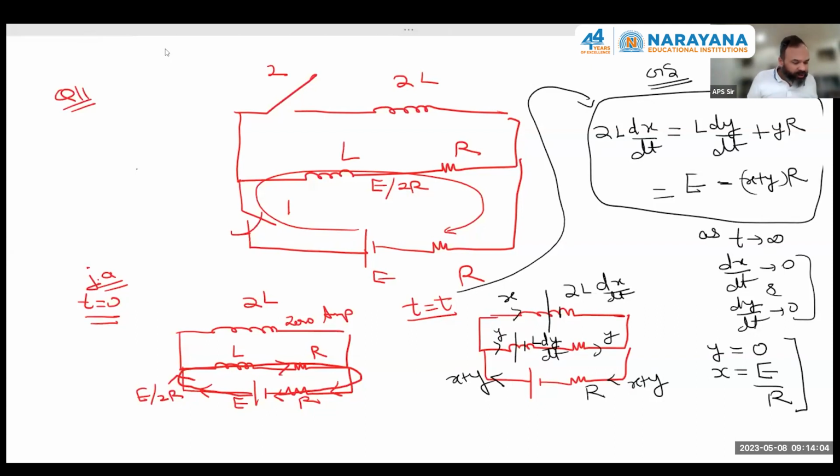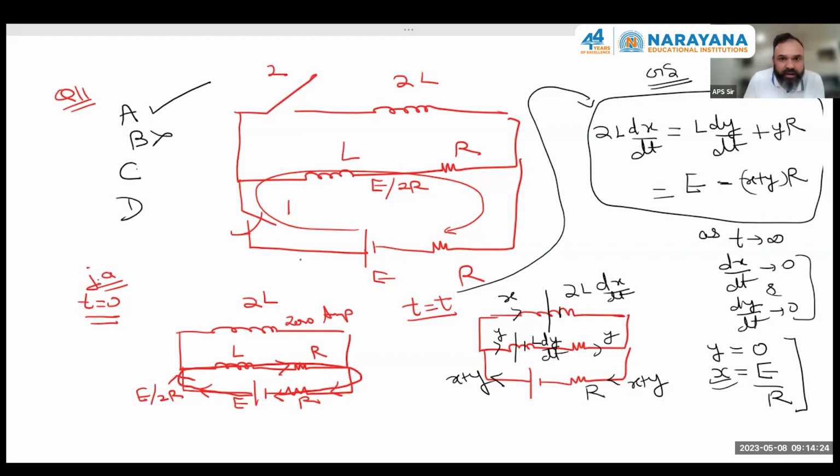So you know the value of all the currents at infinity and at 0, everything is known. If you look into the options of the question, A part was what will be the current through the switch 2? So switch 2 is X. So X is E by R, so the option is correct. The option with L naught E by 2R is wrong. A is correct. B is wrong.